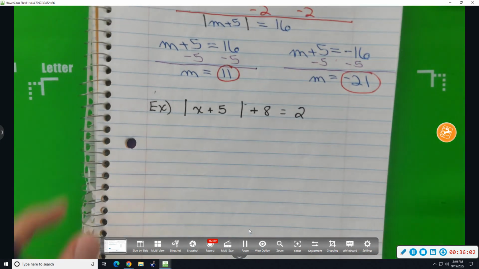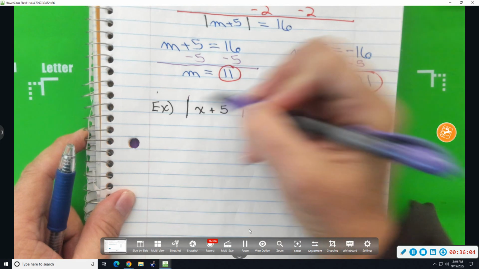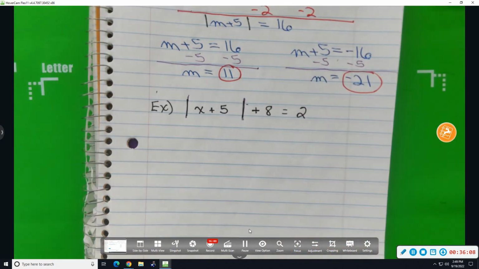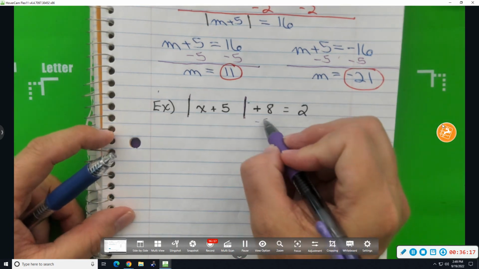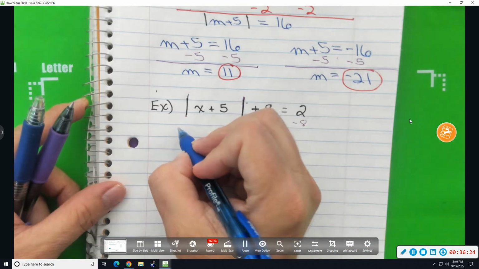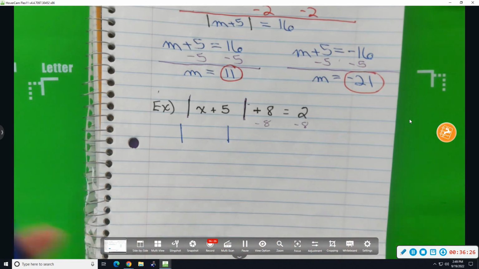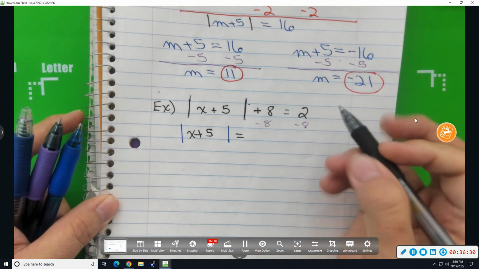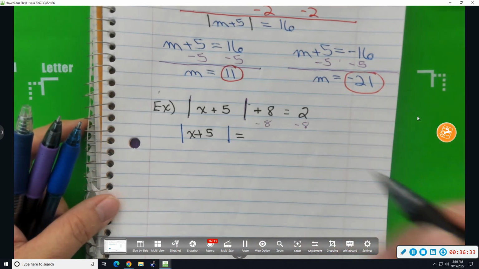What's the first thing we're going to do? There's only one correct first step. I think it's minus the 8, okay? We're getting those absolute values by itself. And so that's going to give us the absolute value of x plus 5 is equal to negative 6.